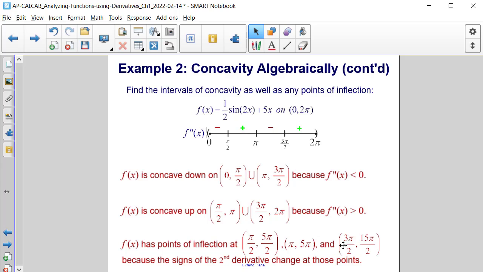And the last point of inflection is at 3 pi over 2, and when we evaluate that, it'll be 15 pi over 2. And this is occurring because the signs of the second derivative change from negative to positive and from positive to negative.